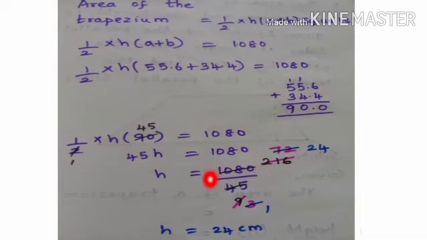Now cancelling 1080 and 45 by using the fifth table, it is 216 times and here 45, 9 fives are 45, so 9. Now 216 by 9. By using the third table, it is 72 times and it is 3 times. Again we are using the third table. It is 24 times and here 3 ones are 3. So now we get 24 as the value of height, the distance between the parallel sides.